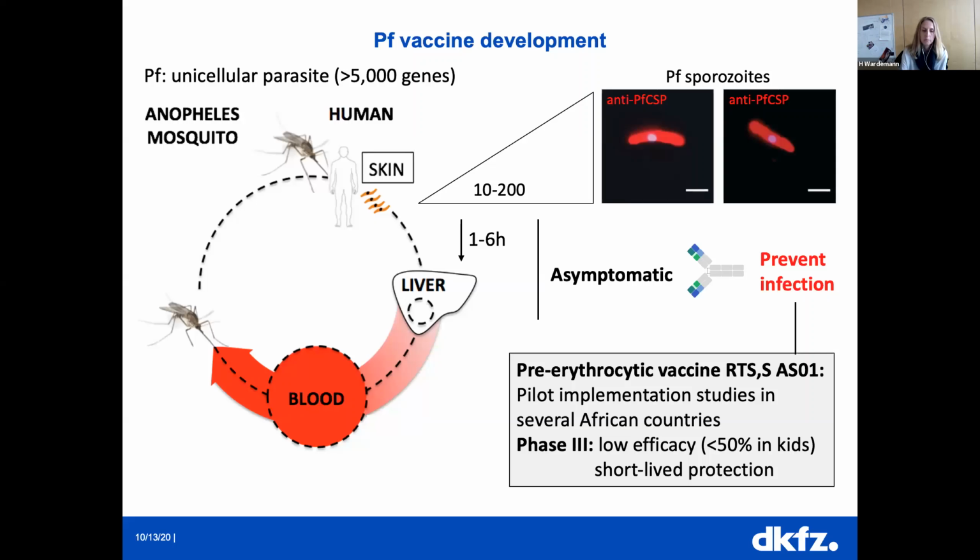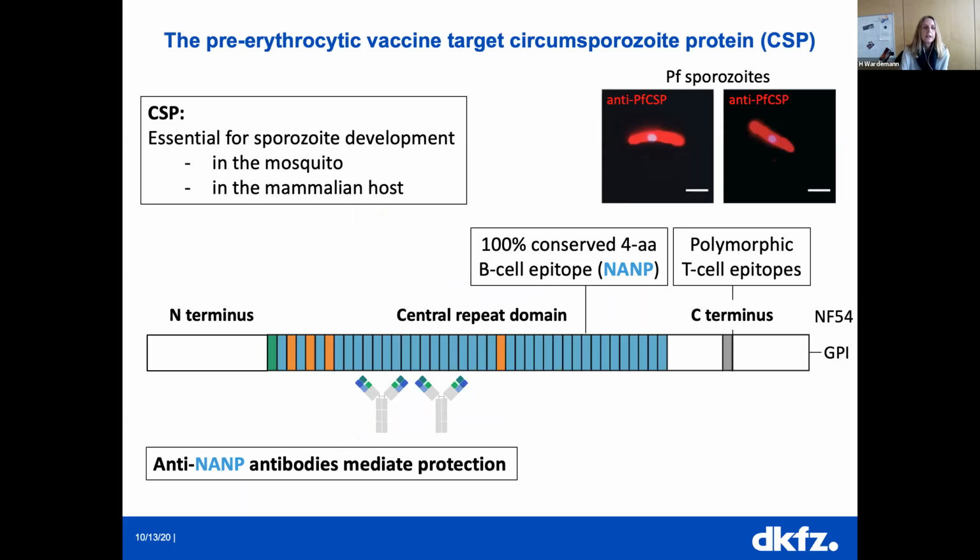And so that's a question that we became interested in. Is it possible to improve a CSP-based vaccine? This vaccine, I haven't told you, is targeting circumsporozoite protein, which is the major surface protein on the sporozoite stage of the parasite, so the stage that is transmitted by the mosquito. And this protein has been shown to be essential for development of the parasite in the mosquito, but also in the mammalian host. The protein consists of 3 domains.